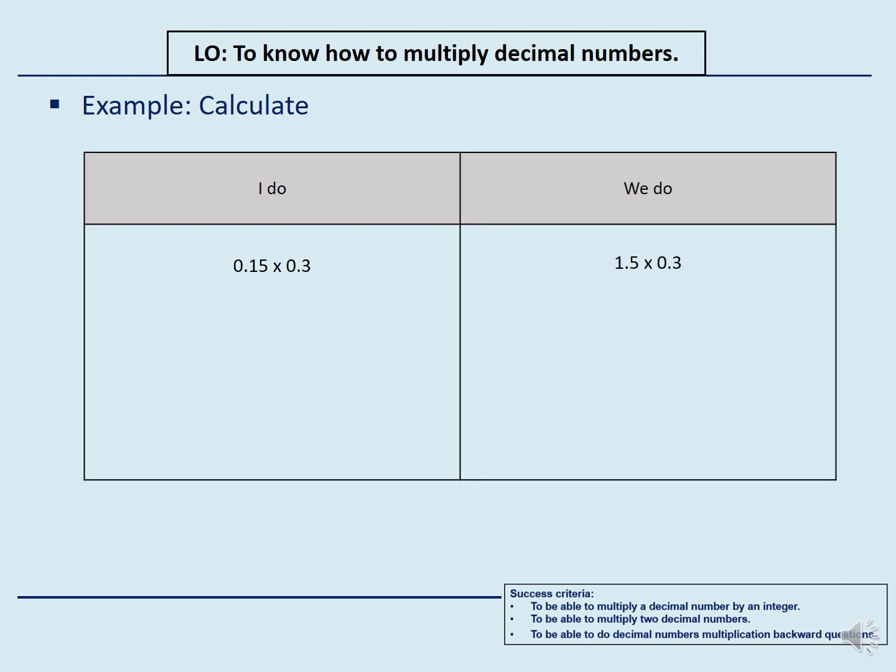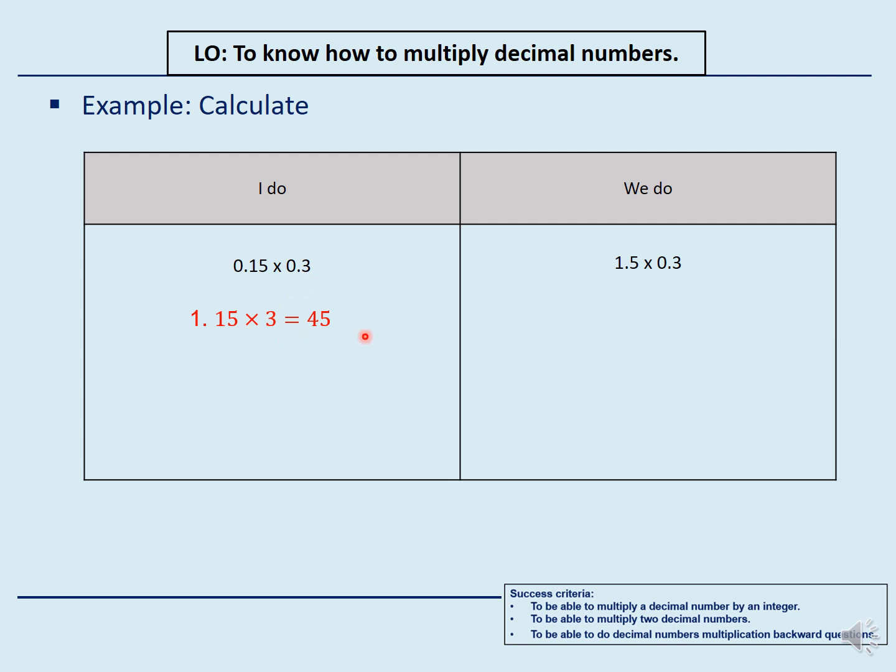Now let's do more examples. In here, as you can see, I have a decimal number that's been timesed by another decimal number. So the first step for timesing decimal numbers was to just remove the decimal point. If I remove the decimal point in the first one, I get 15. And if I remove the decimal point in the second number, I get 3. So if I do 15 times 3, I get 45.